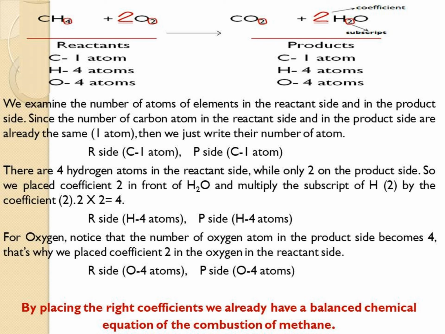On the reactant side, we use coefficient 2 in front of oxygen to make it 2 times 2, which is equal to 4. So for the reactant side, oxygen has 4 atoms, and on the product side, oxygen also has 4 atoms. By placing the right coefficients, we already have a balanced chemical equation for the combustion of methane.